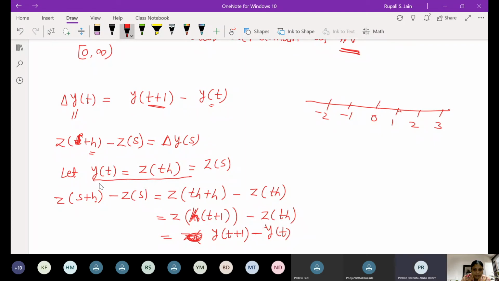So I can write this as delta yt. Okay, difference operator. I'm defining the difference operator. So without loss of generality, we can assume it for any step size. So instead of any step size, we stick to y at t plus 1 minus yt. Is that okay? Yes, ma'am. Now we will go further.